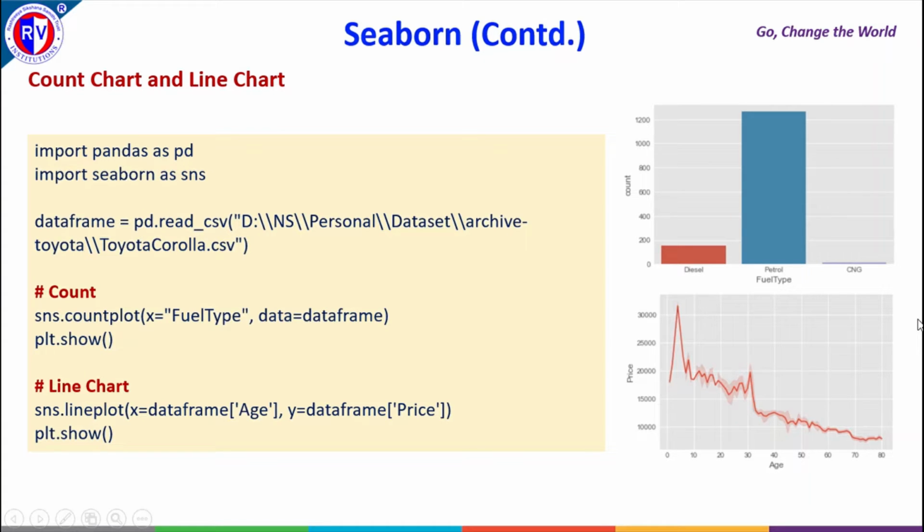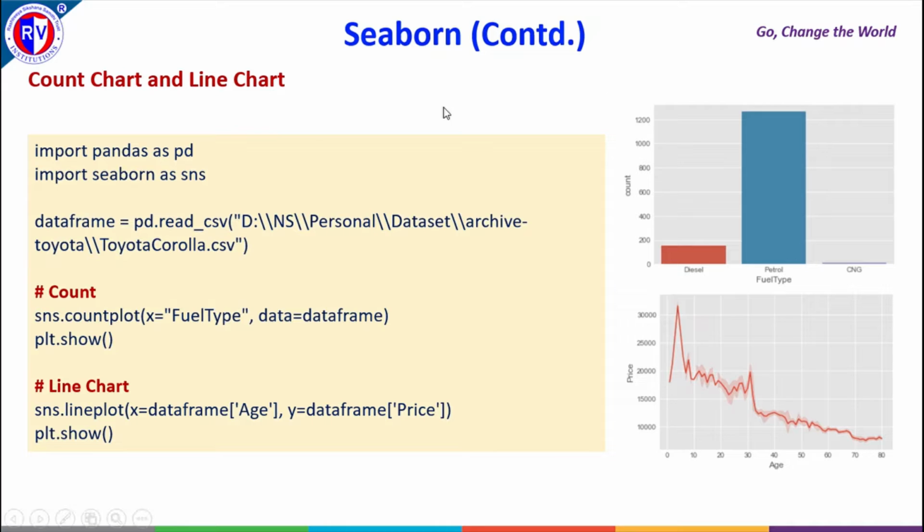In this slide we are going to learn two different charts. One is count chart and the other one is line chart. Before going to the chart descriptions, first we should load the data into the data frame. For that I am using the function pd dot read_csv, which loads the data into the variable called data frame. From that data frame I am fetching the data and then plotting the graphs.